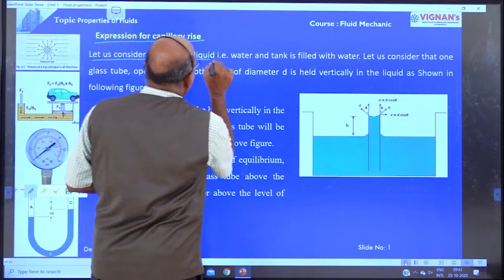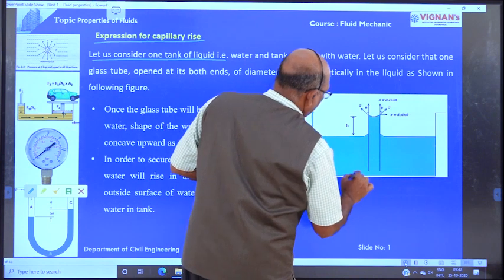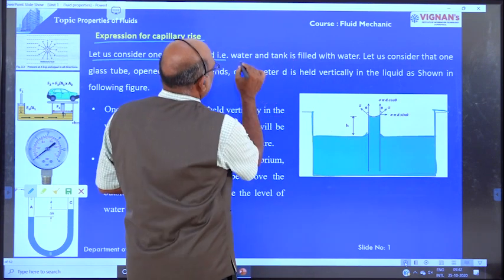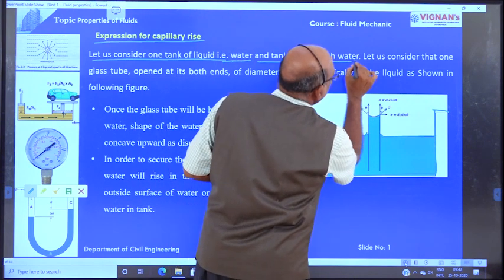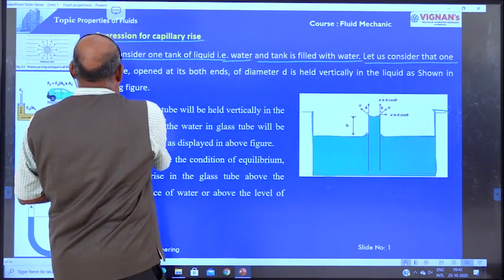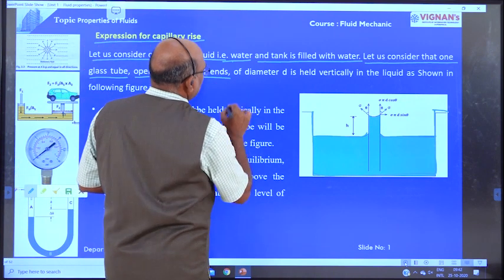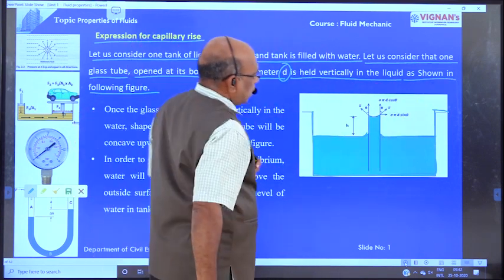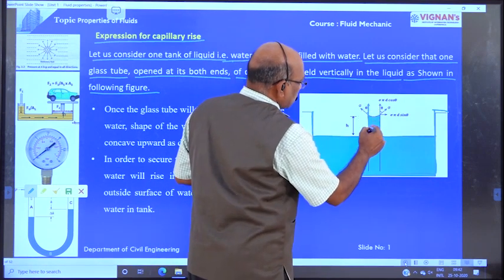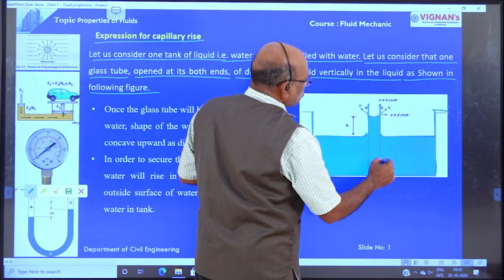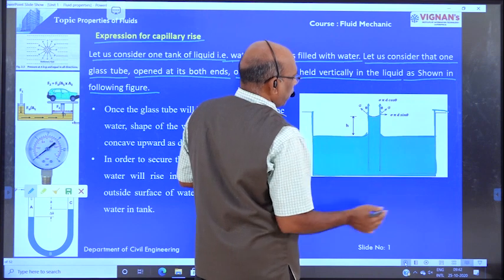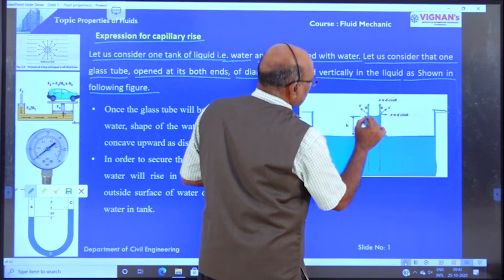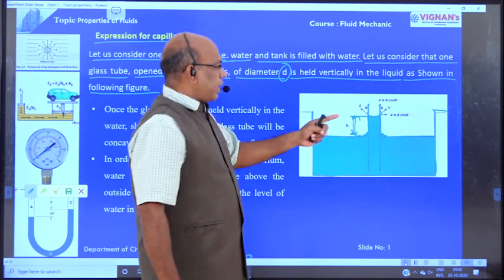Expression for capillarity rise. Let us consider one tank of liquid, filled with water. Let us consider a glass tube, open at both ends, of diameter small d, held vertically in the liquid as shown in the figure. We take one small glass tube, with both ends open, inserted vertically in the liquid. The water level in the glass tube rises like this. This is nothing but capillarity rise.